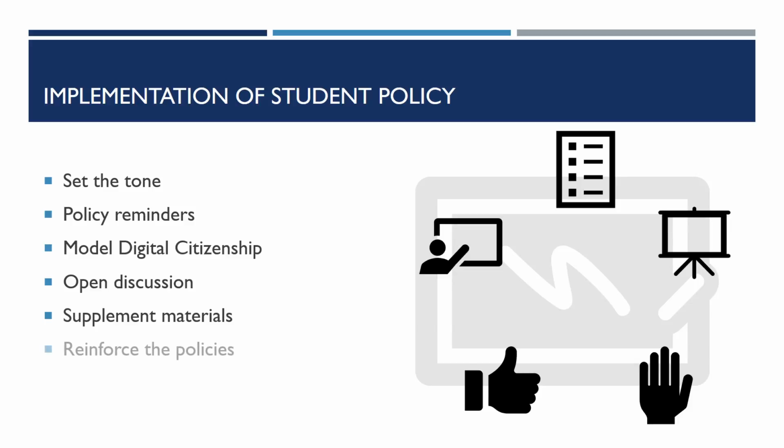And one of the biggest things for me is to reinforce the policies. It is important that all teachers and administrators reinforce the acceptable use policy and consequences. One-time minor offenses may be overlooked or dealt with by a teacher in the classroom. However, repeated violations or major violations of the acceptable use policy need to be addressed. Students must know that the acceptable use policy is strictly enforced by all teachers and administrators to prevent future violations.